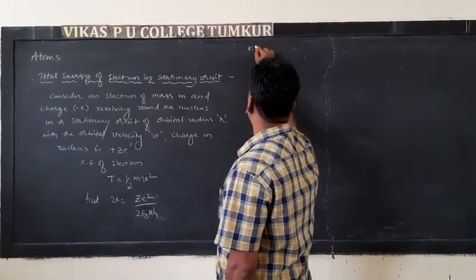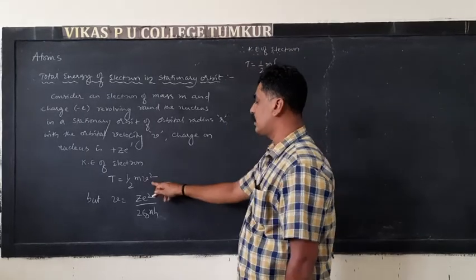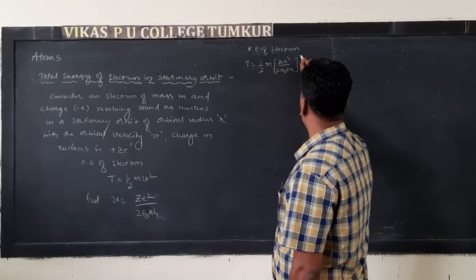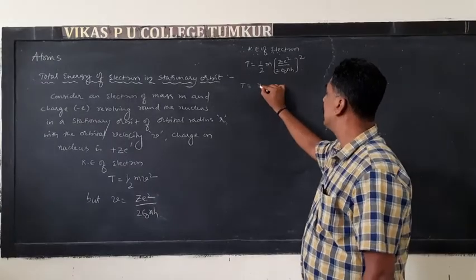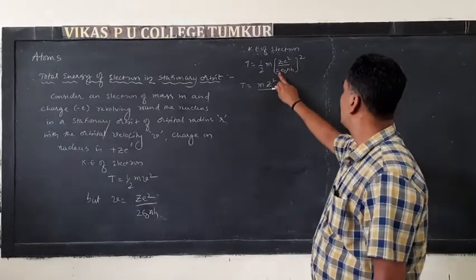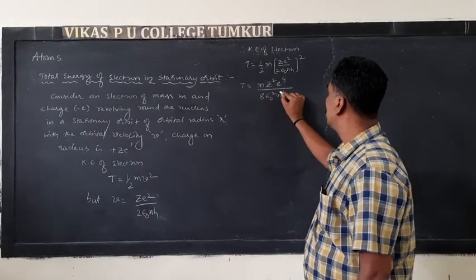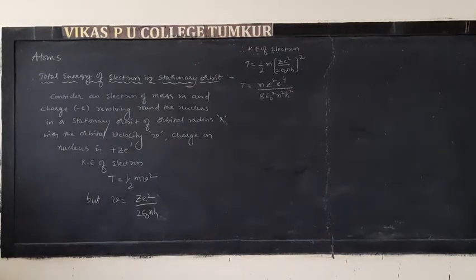Therefore, what will the kinetic energy of the electron be? T is equal to half into m, and for v I substitute Ze² by 2 epsilon naught nh, whole squared. There are no terms that get cancelled. m stays, Z becomes Z squared, e² whole squared is e power 4. Now here 2 squared is 4, 4 into this 2 is 8, epsilon naught squared n squared h squared. So the kinetic energy of the electron is m Z squared e power 4 divided by 8 epsilon naught squared n squared h squared.